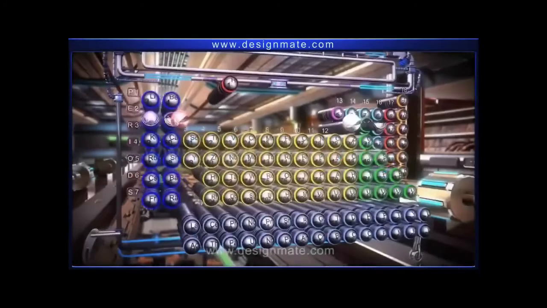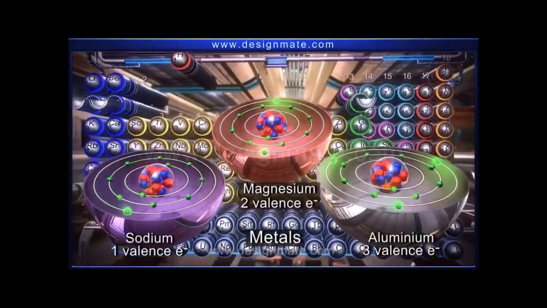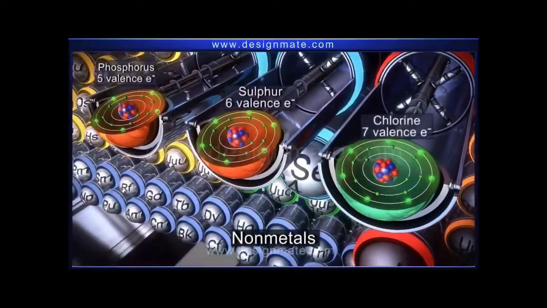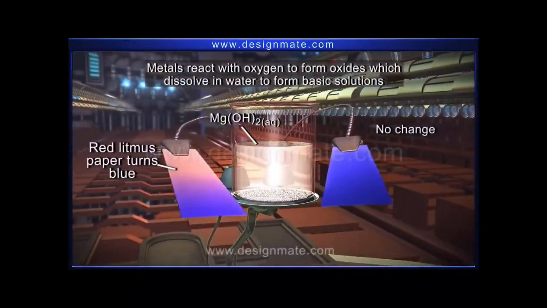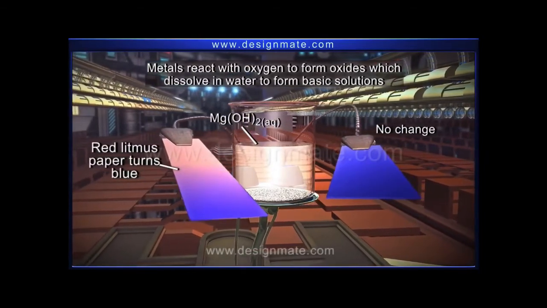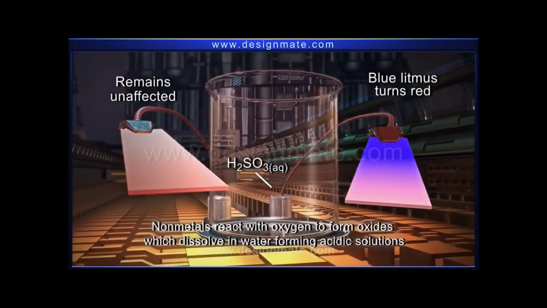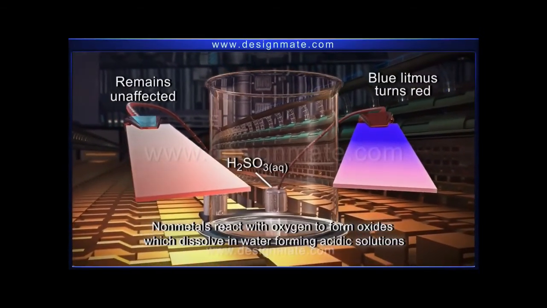Summary: metals have 1, 2, or 3 valence electrons, while nonmetals have 5, 6, or 7 valence electrons. Metals react with oxygen to form oxides which dissolve in water to form basic solutions, while nonmetals react with oxygen to form oxides which dissolve in water, forming acidic solutions.